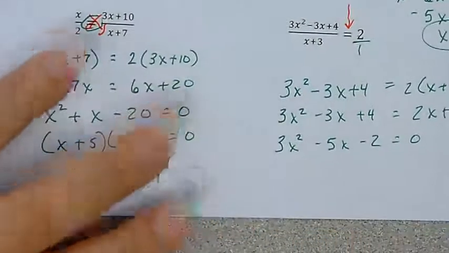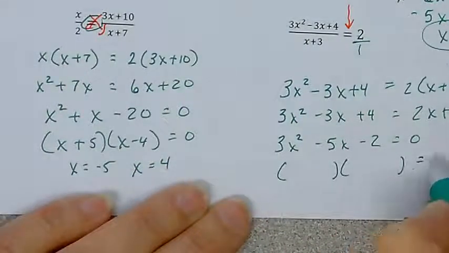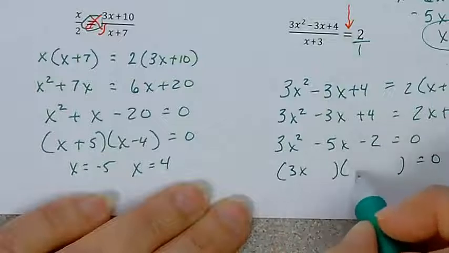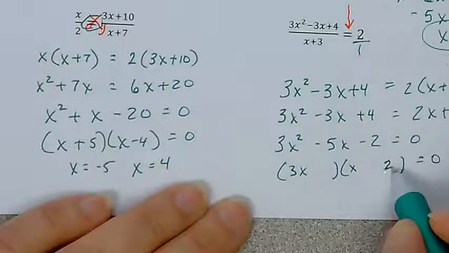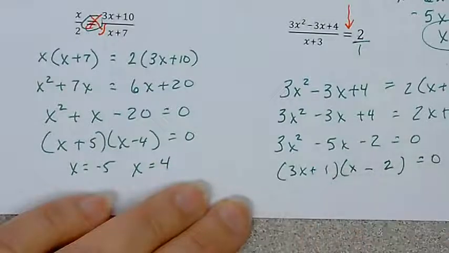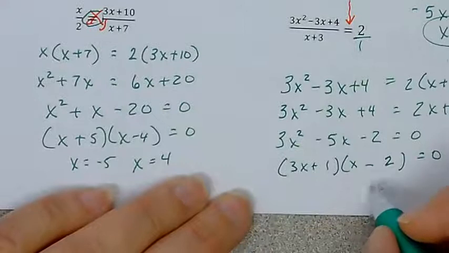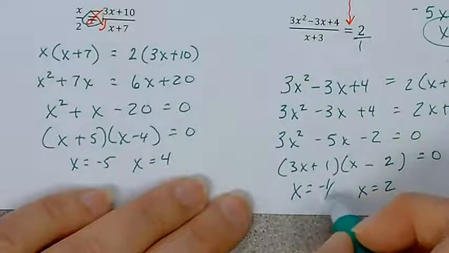So now I just need to see if I can get this to factor. And I know it needs to be 3x and x. And I think if I put the 2 here and the 1 here, this would be minus 6x and positive 1x. So x would be 2, or x would be negative 1/3. So those are the two answers.